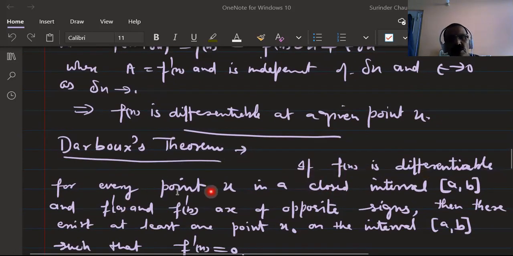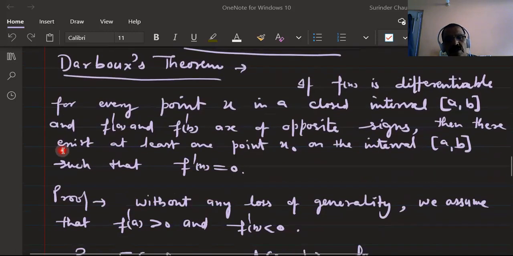If f(x) is differentiable for every point x in a closed interval [a, b], and f'(a) and f'(b), the derivatives of f at a and at b, are of opposite sign, then there exists at least one point x not belonging to the closed interval [a, b] such that f dash is 0. Now, what does this imply? Differentiability implies continuity. If f is differentiable at every point, this function is continuous in this interval.